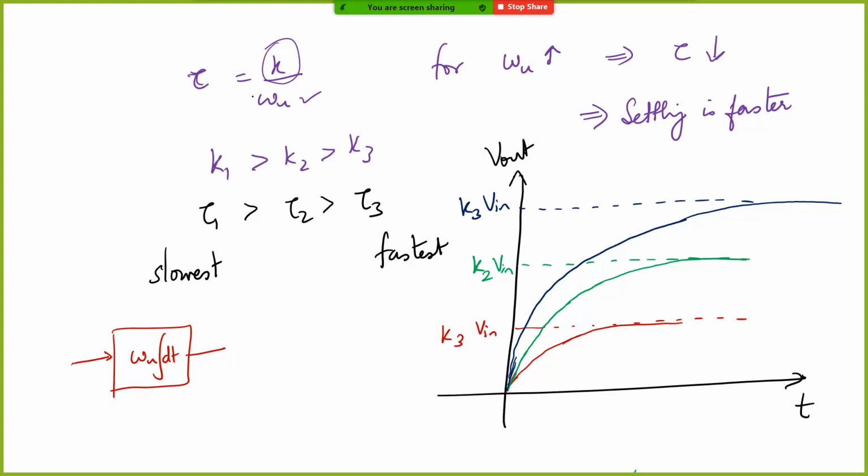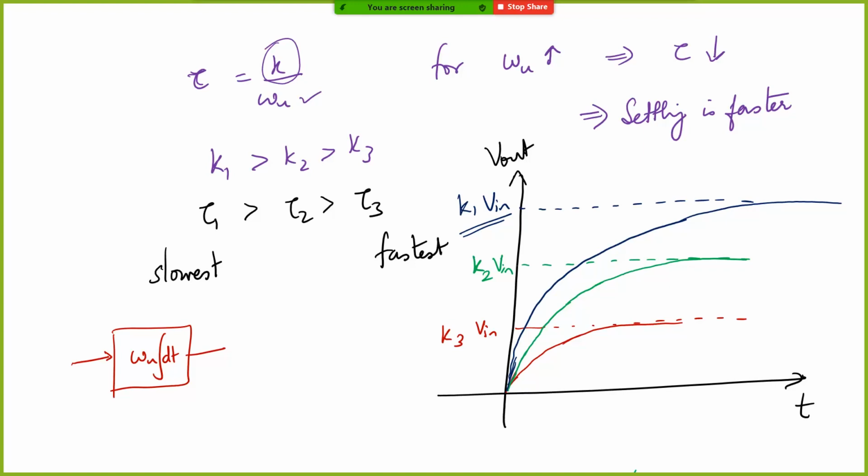Now let me ask you another question. Even for K3 times Vn, if you want faster settling, what can you do? Sir, instead of writing K1, you have written K3. Oh, I'm sorry, that is my mistake. Yeah, this is K1. Suppose we want faster settling for K1 times Vn, faster than this, and let's say the rest of the system is at your disposal. What can you do? Increase omega u.